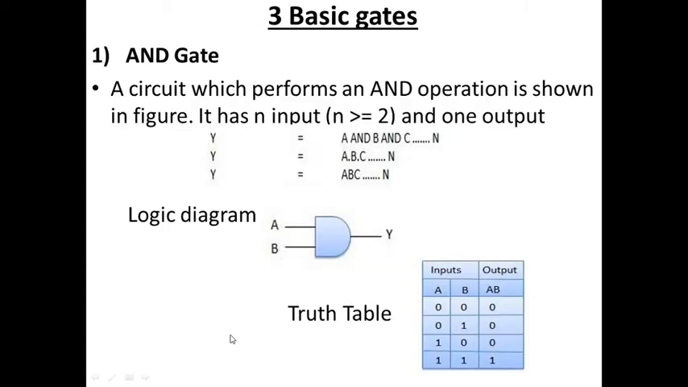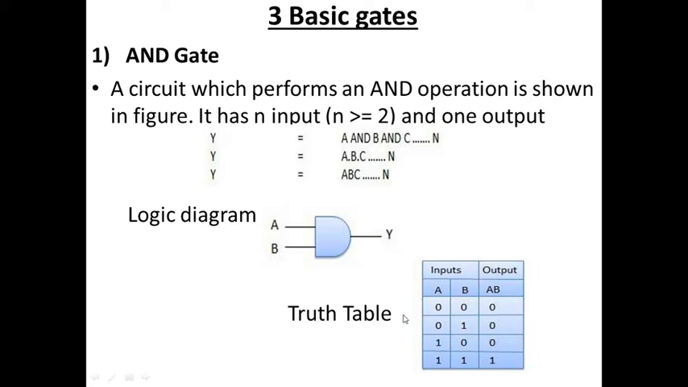Now we'll see the three basic gates. First one is an AND gate. This is a circuit which performs an ANDing operation. So, this is a logic diagram having two inputs A and B. This is a two input AND gate, one output Y. So what is Y? Y will be equal to A and B. It's an ANDing, it's a multiplication. So it is A into B or it is AB.